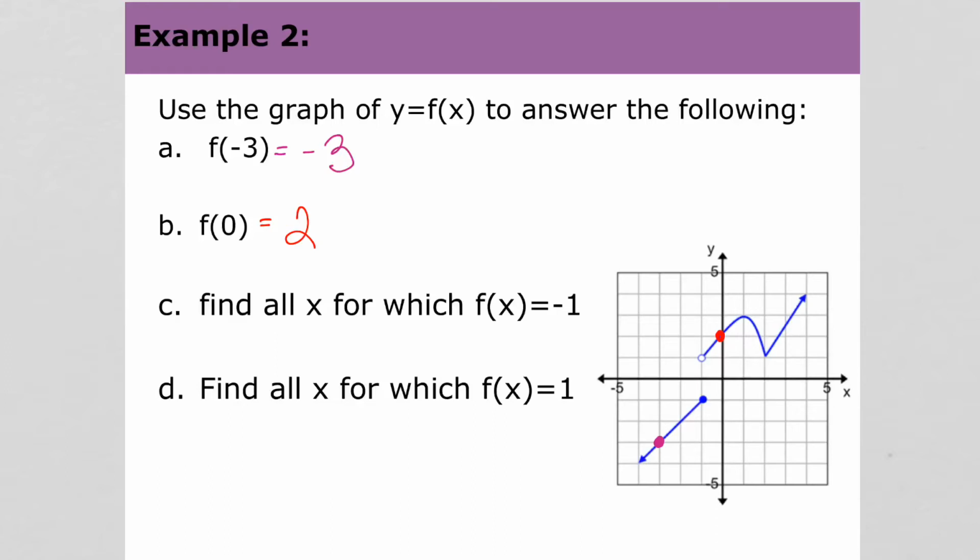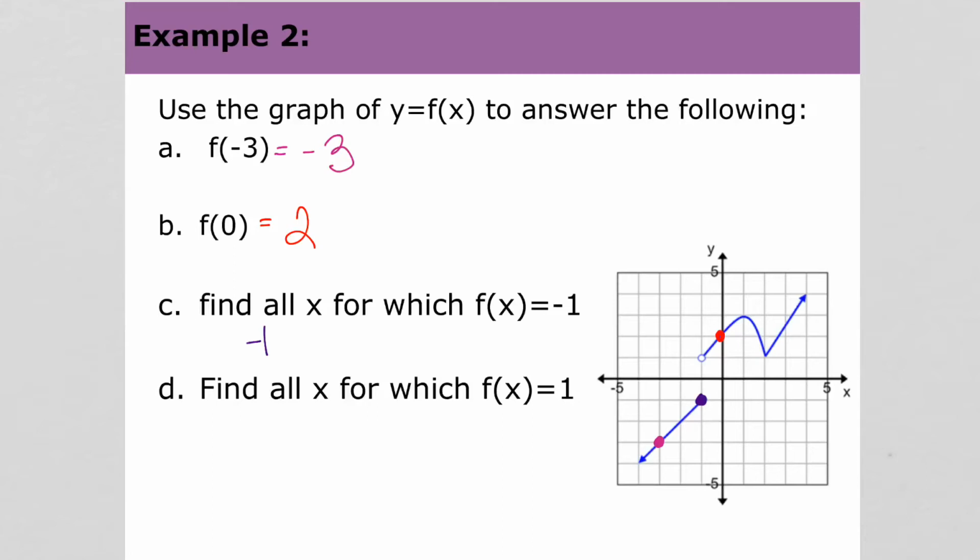For part C, it says find all x for which f of x is negative 1. Well, what does that mean? f of x is negative 1. That's where the y value is negative 1. So if the y value is negative 1, what x values do we have? So y value of negative 1, the only one is right here, where the x value is negative 1. So the x value of negative 1 is your only solution.